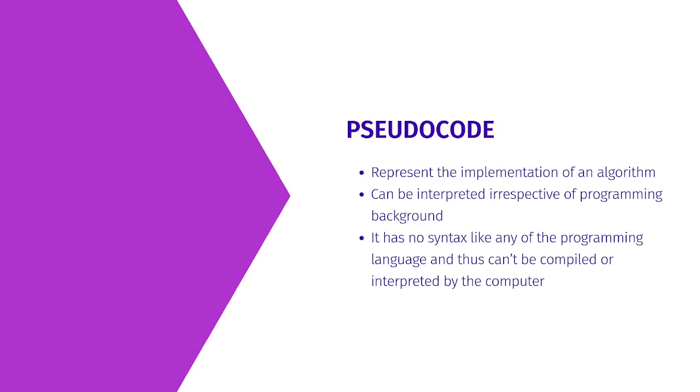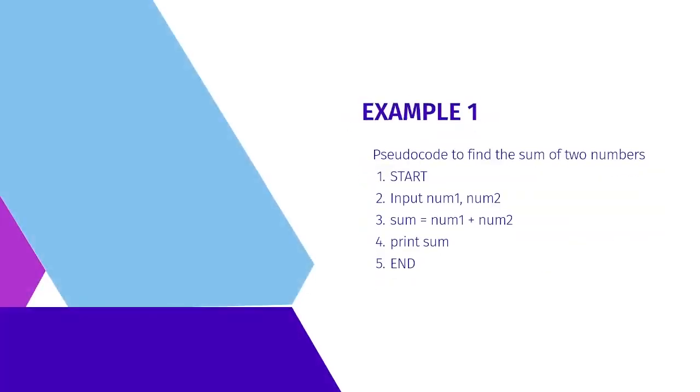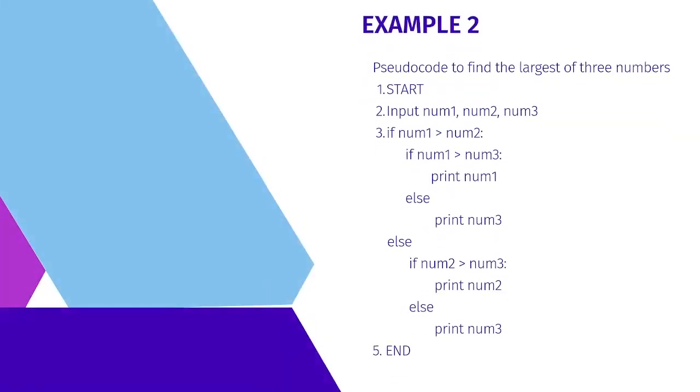As an example, let's take sum of two numbers. The pseudocode would look something like this. So first we will start, input num1, num2, sum equals num1 plus num2, and finally printing the sum, and that will be the end of this code. As a second example, we have finding the largest among three numbers. So we will start, input num1, num2, num3, and we will start checking the conditions.